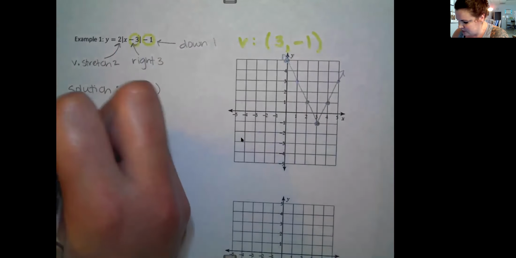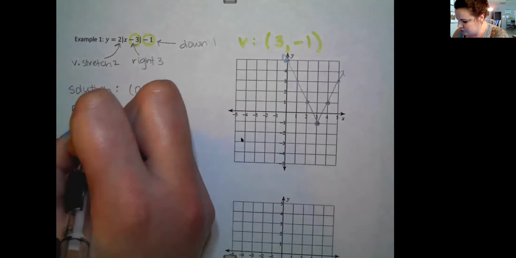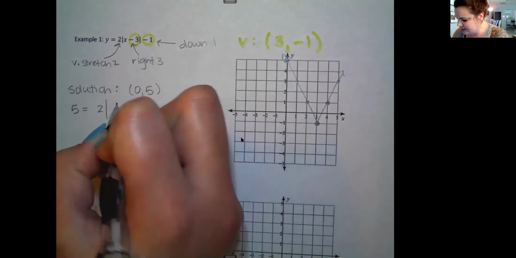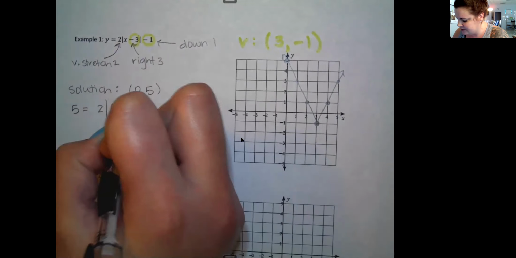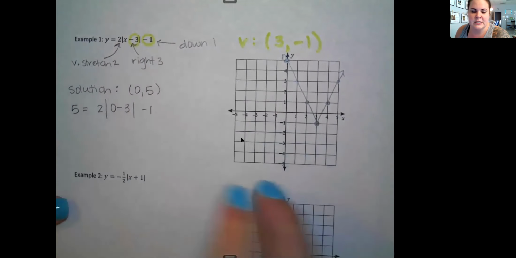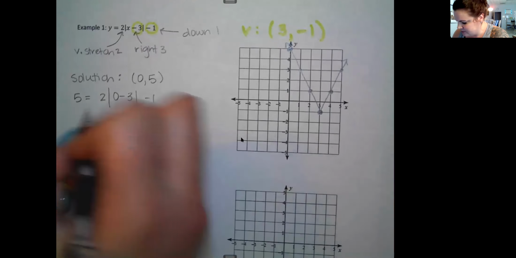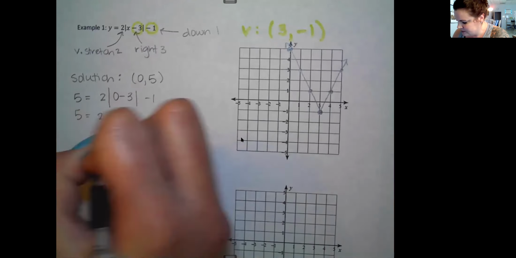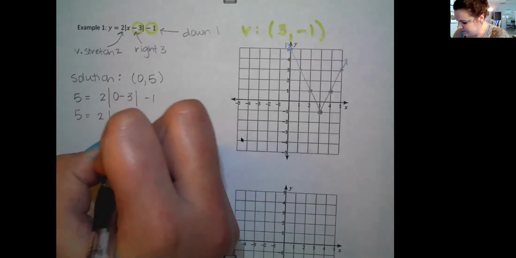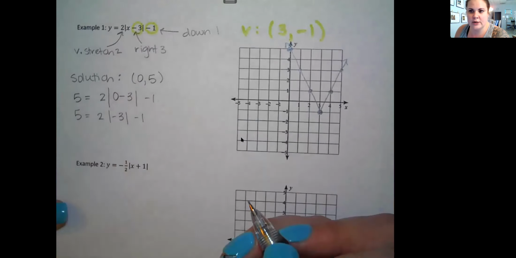So I'm going to say the y value equals 2 times the absolute value of the x value minus 3, minus 1. So what I'm going to do first is simplify what's inside the absolute value symbols. So 0 minus 3 is -3. And then this is the point where I get to use the absolute value symbol the way that it's supposed to be used. So the number inside of an absolute value symbol becomes positive.